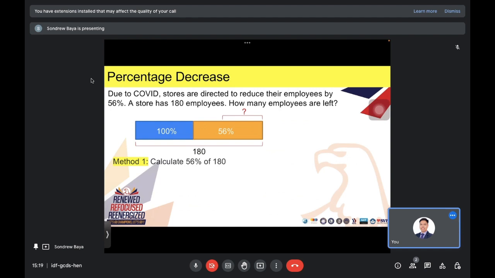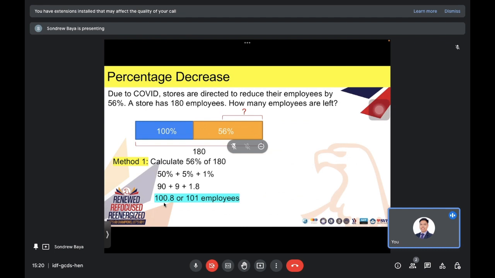All right. So 56% can be broken into 50 plus 5 plus 1%. So 50% of 180 is 90. 5% of it is just half of 10%, by which 10% is 18. Therefore, 5% is 9. 1% is moving the decimal 2 places to the left. That's 1.8. So that will be 90 plus 9 plus 1.8. Adding it up together, we get 100.8 employees.